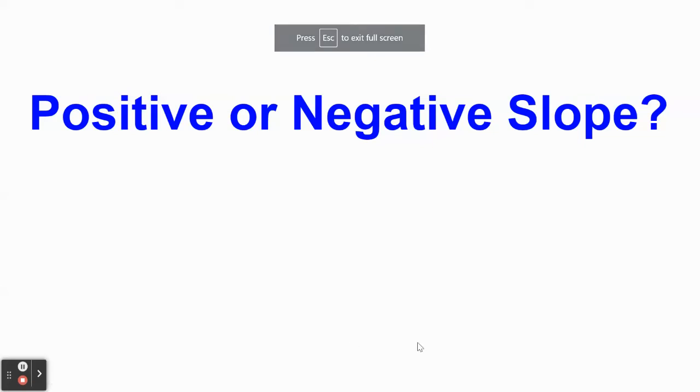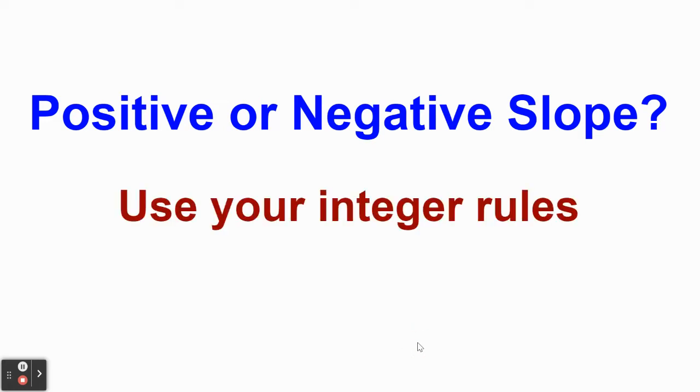Okay, so last week we did some visualization to figure out just by moving if it's going to be positive or negative. All right, so let's go a little bit deeper on this. Remember, there's another way we could have done it. We could have used your integer rules. Well, what do I mean by that? That means your rules for dividing positives and negatives. All right, so let's kind of check it out right now.